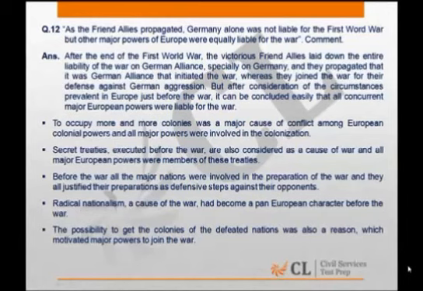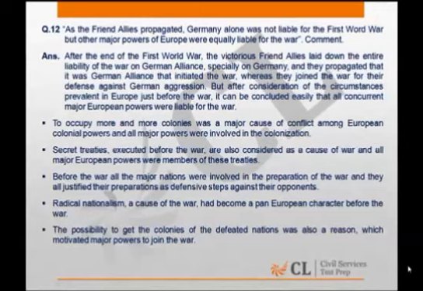As the French allies propagated, Germany alone was not liable for the First World War, but other major powers of Europe were equally liable for the war. Comment. Generally, it is believed that only Germany was responsible for the expansion and extension of World War One. But no, the advancement and propagation of the Allied forces against Germany was equally responsible.